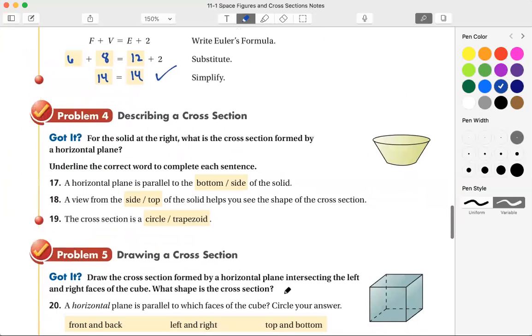All right, let's describe a cross-section. For the solid, what is the cross-section formed by a horizontal plane? A horizontal plane is parallel to the bottom of a solid. A view from the top of the solid helps you see the shape of the cross-section. So the cross-section would be a circle.